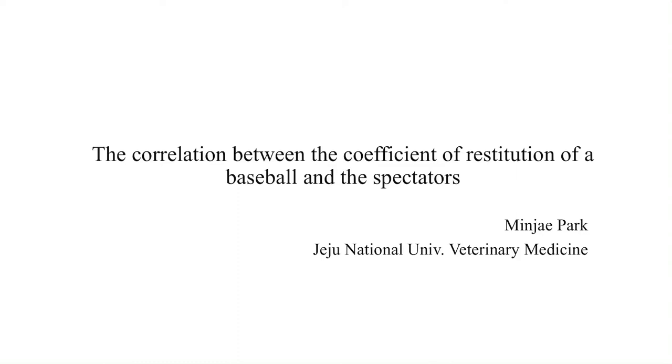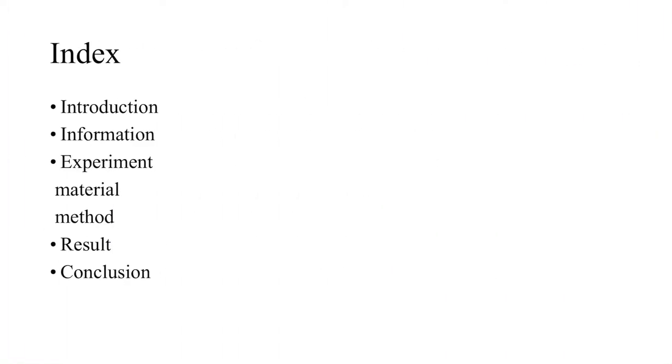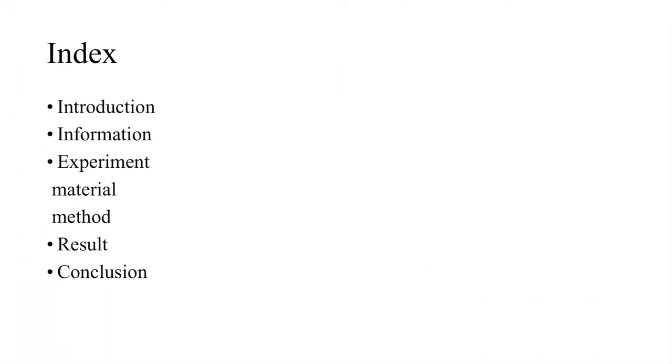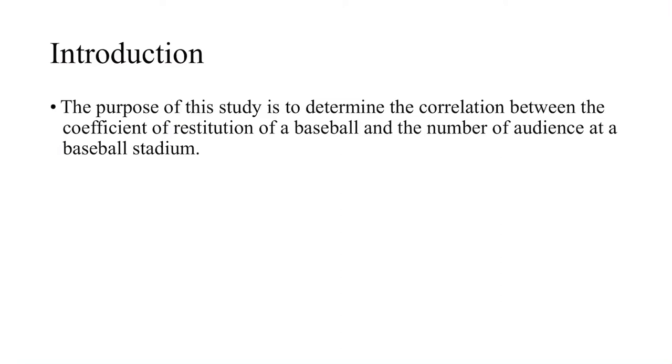Today's subject is the correlation between the coefficient of restitution of a baseball and the spectators. Introduction. The purpose of this study is to determine the correlation between the coefficient of restitution of a baseball and the number of audience at a baseball stadium.